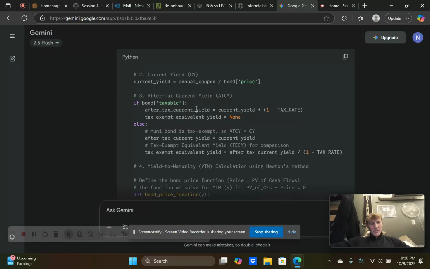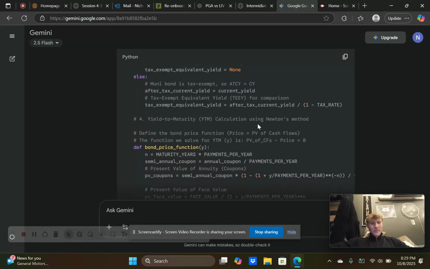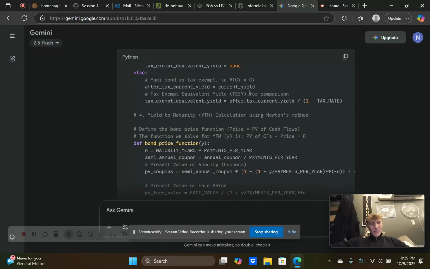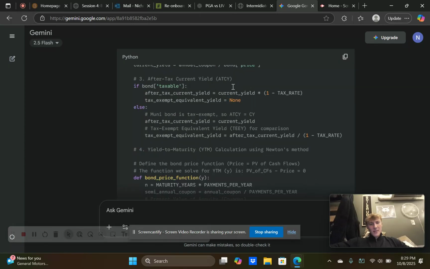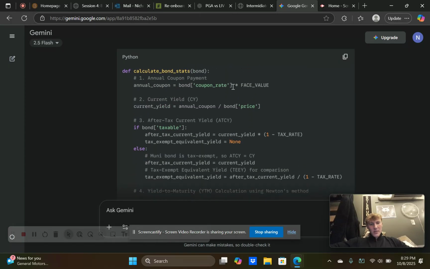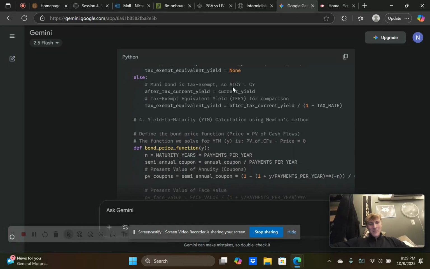After-tax current yield. Tax-exempt equivalent yield will just be none, but after-tax current yield equals current yield times 1 minus tax rate. Muni bond is tax-exempt, so ATCY would equal the CY, our current yield. We don't add anything to that.